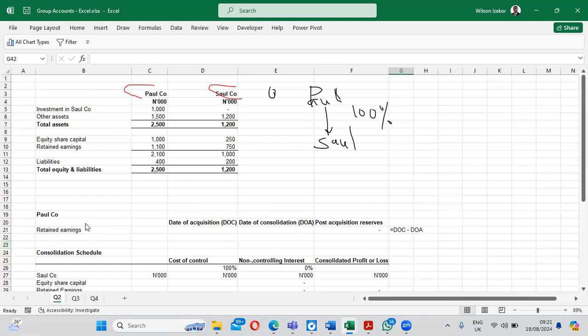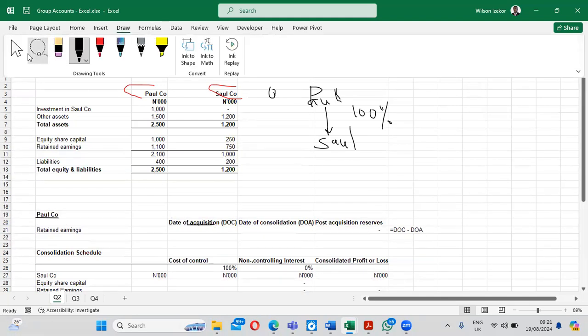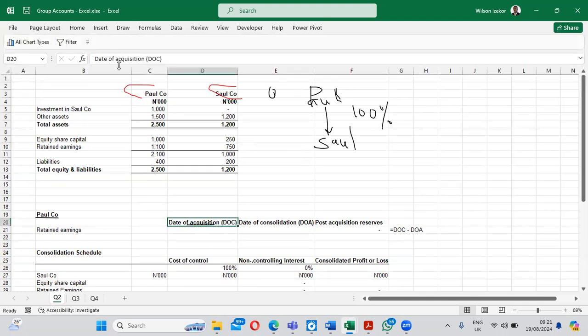Now, the second step that you have to take is to work on the post-acquisition reserves. The post-acquisition reserves is also very simple. Just have a heading. So this is Paul, and then you have the retained earnings. You need to get the retained earnings at the date of consolidation.